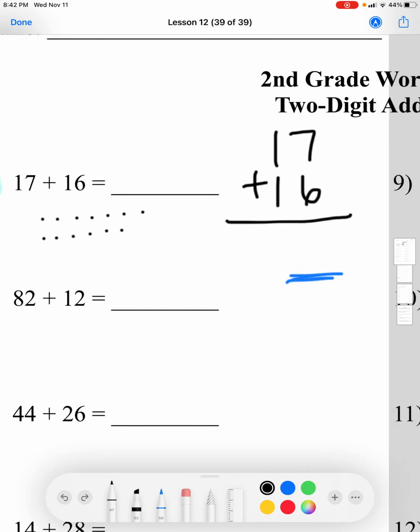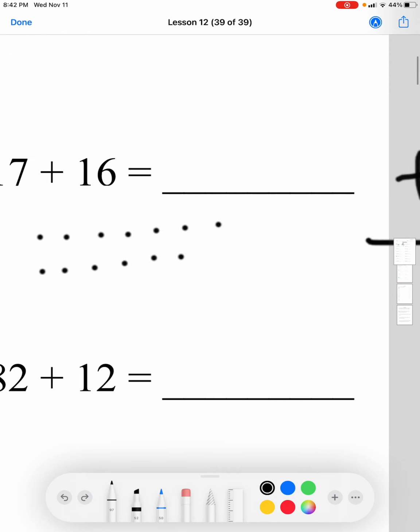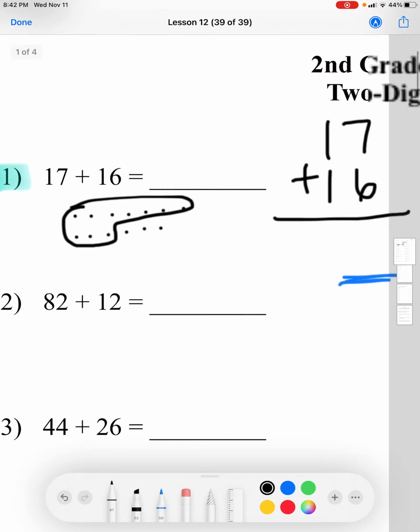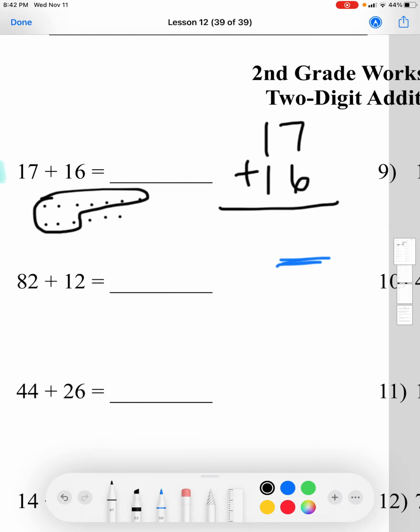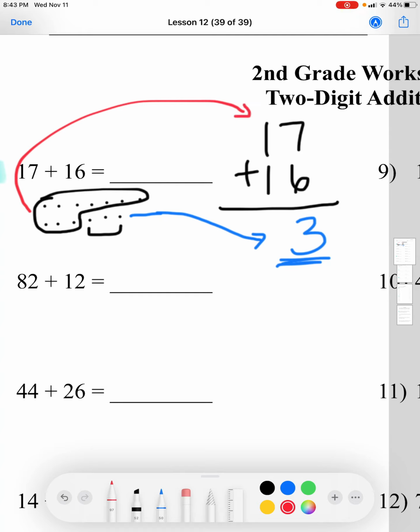So let's group this into tens. We have 1, 2, 3, 4, 5, 6, 7, 8, 9, 10. So this makes up a 10. And then we have 3 ones left. So we're going to put our ones left, which is 3, and move that over here. And then this group of tens will go right here. So we'll add a 1 right there.